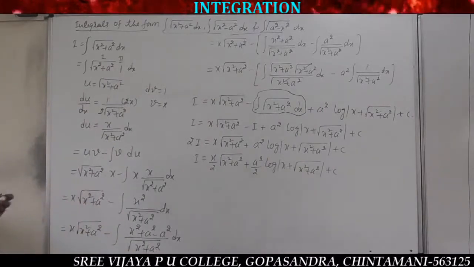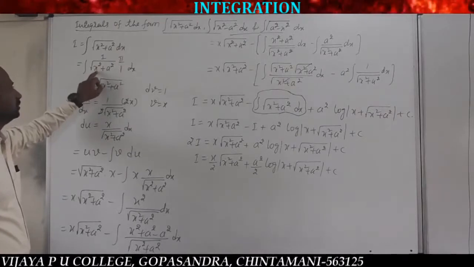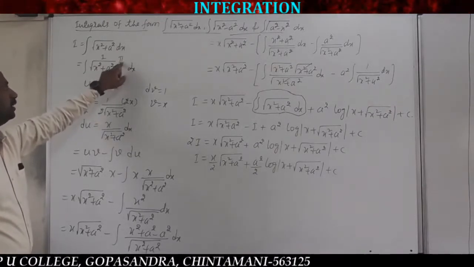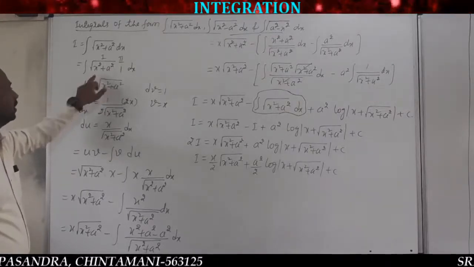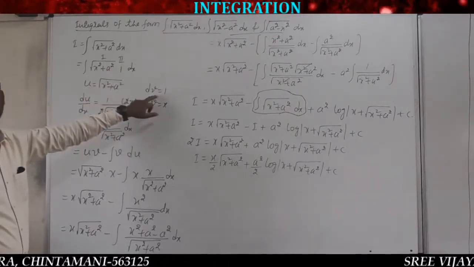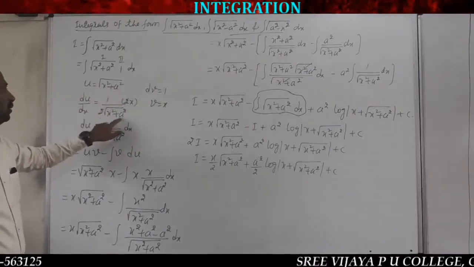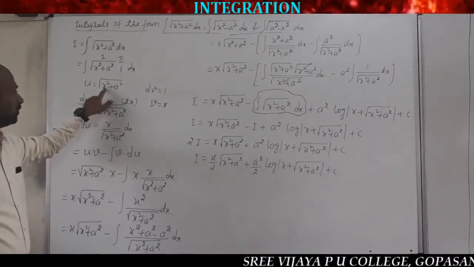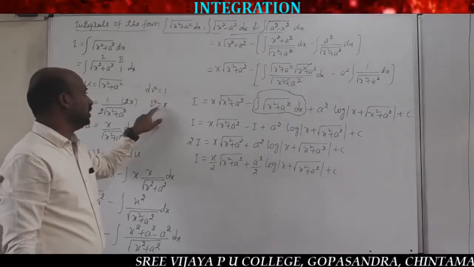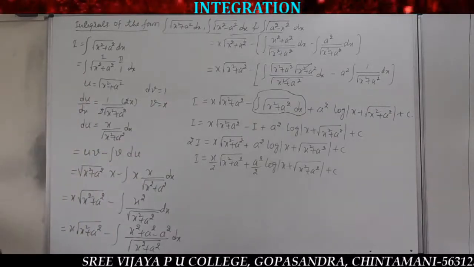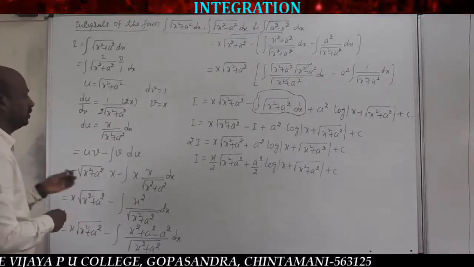So integral of root of x square plus a square with respect to x is equal to integral of root of x square plus a square into 1 with respect to x. So algebraic, take this as u and this as dv. Differentiation of root x is 1 by 2 root x, differentiation of x square is 2x, and derivative of a square is 0. dv is equal to 1, v is integral of 1, which is x. So du is equal to x by root of x square plus a square with respect to x.